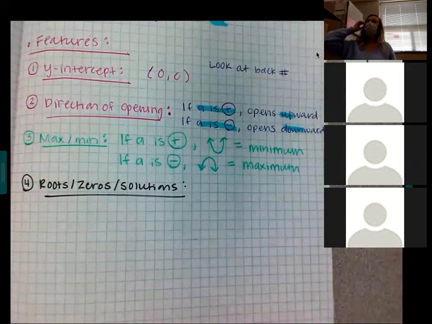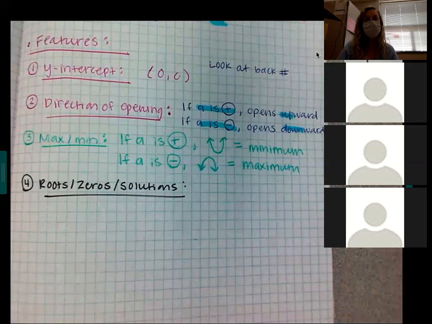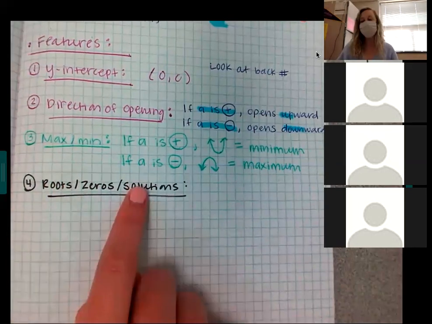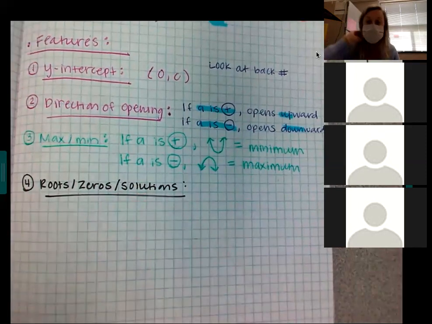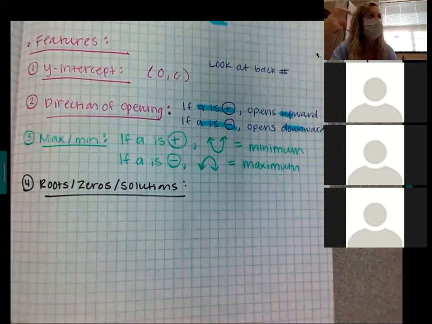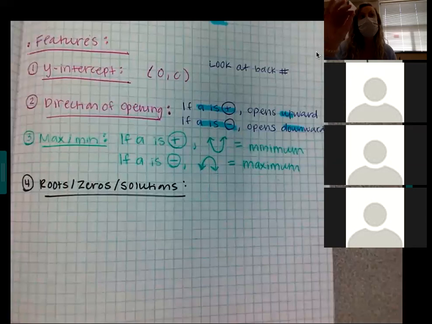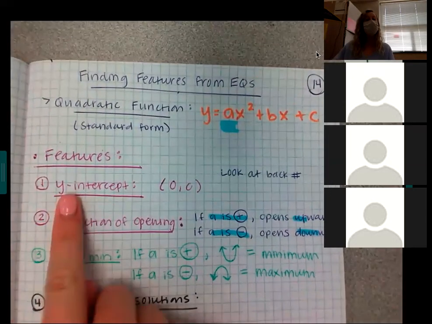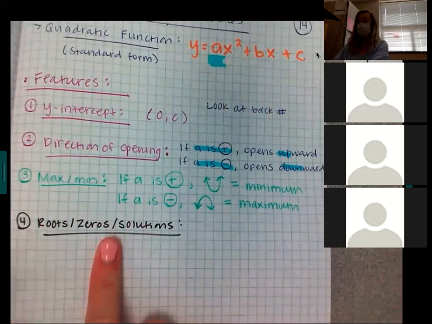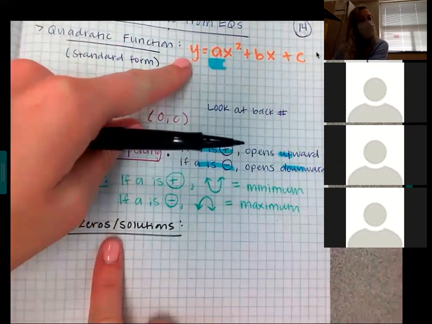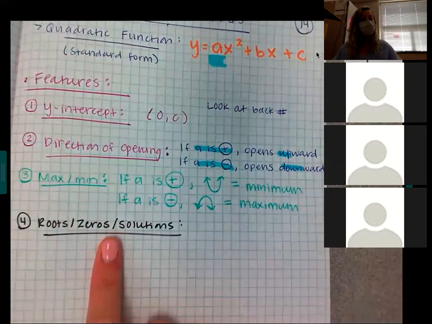So the roots, zeros, solutions. Keep in mind, you do not have a graph to look at. What are all of these three things talking about? The x-intercepts. Good, Jaden. So you don't have a graph you can look at to actually find the x-intercepts. But we talked about this earlier with the y-intercept. If it's a y-intercept, x is always 0. So if it's an x-intercept, what should the y be? 0.